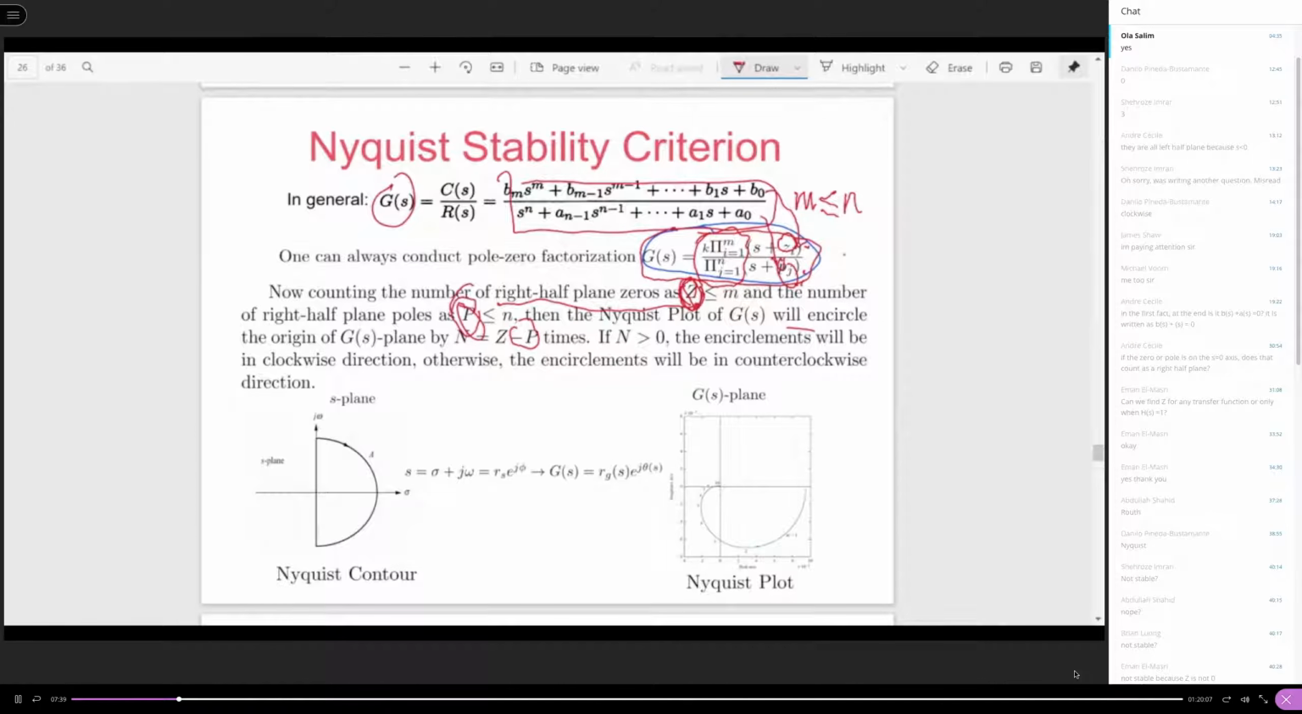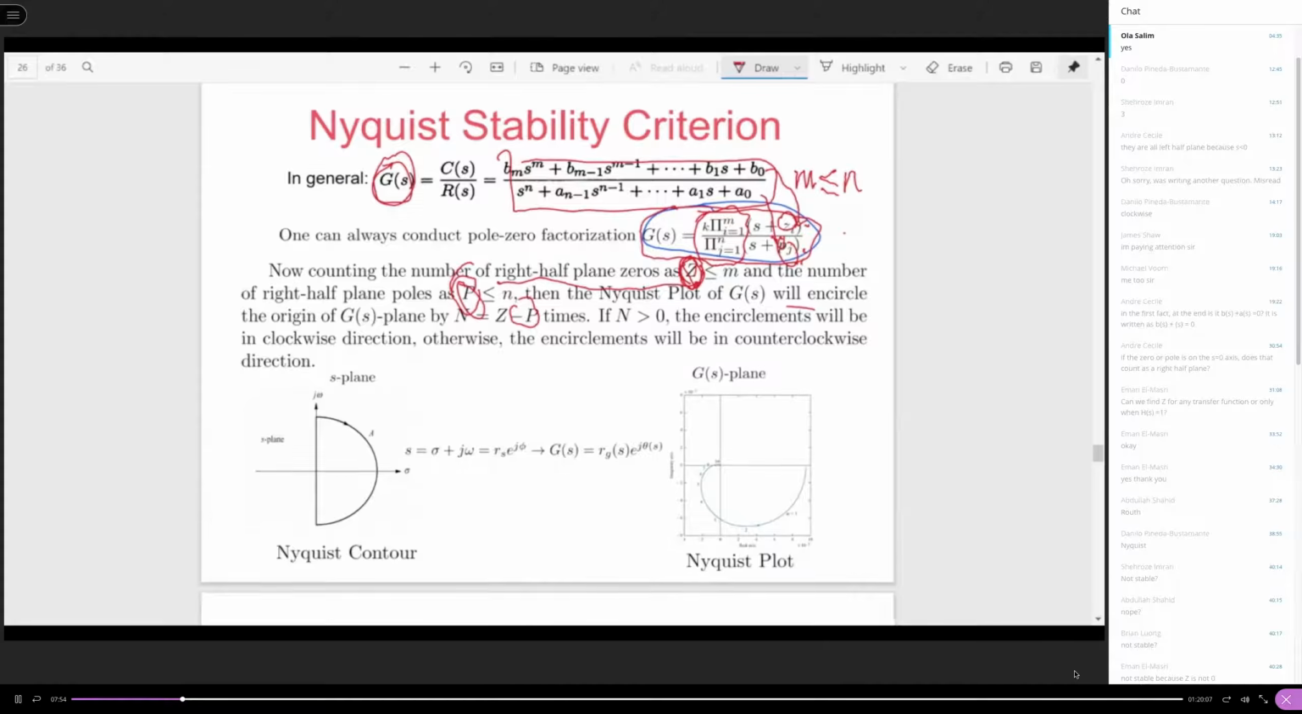What does this mean? Those poles will contribute to the Nyquist plot of G(s) by P number of encirclements around the origin. But this encirclement is in the counterclockwise direction, right? So what's left is the left half plane zeros and poles. We know that their contribution, both zeros and poles in the left half plane, is 0. So I don't count those things.